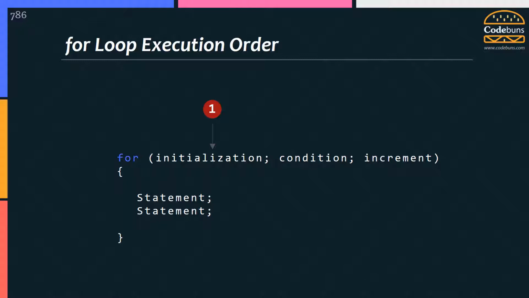First of all, variable declared and assigned initial value at this stage. Then the condition is checked. If it's true, the body will execute. Here variable value is incremented. This whole process repeats again except number 1, because variable is initialized only once at the beginning. Loop ends when the number 2 returns false.